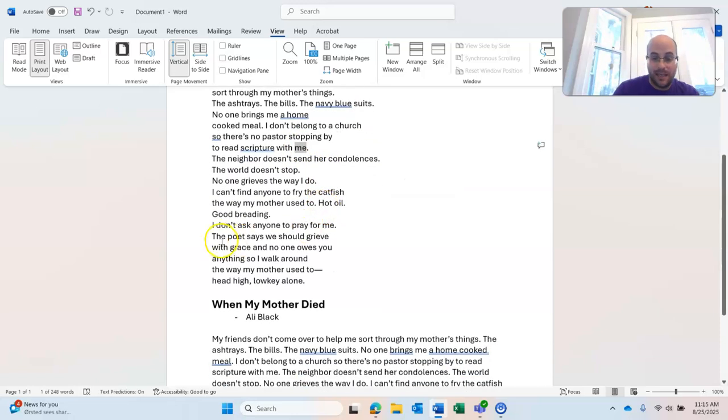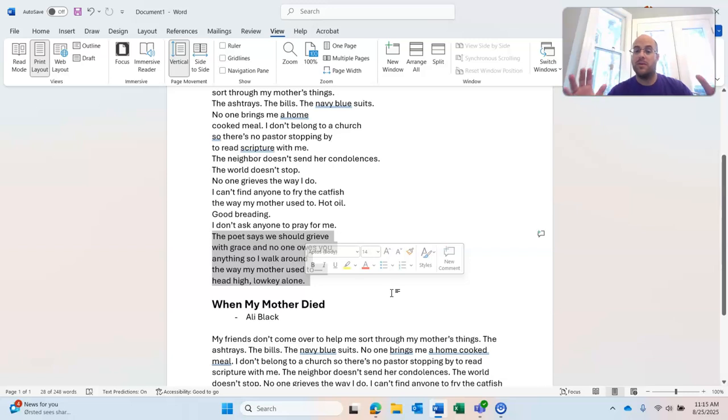You can see at the end, look at this ending of the poem. This is one sentence as a grammatical unit broken into 5 lines. 1, 2, 3, 4, 5. The poet says we should grieve with grace, and no one owes you anything, so I walked around the way my mother used to, head high, low-key alone.